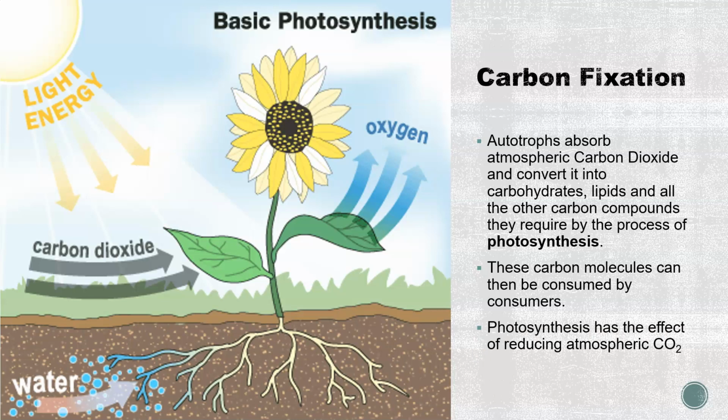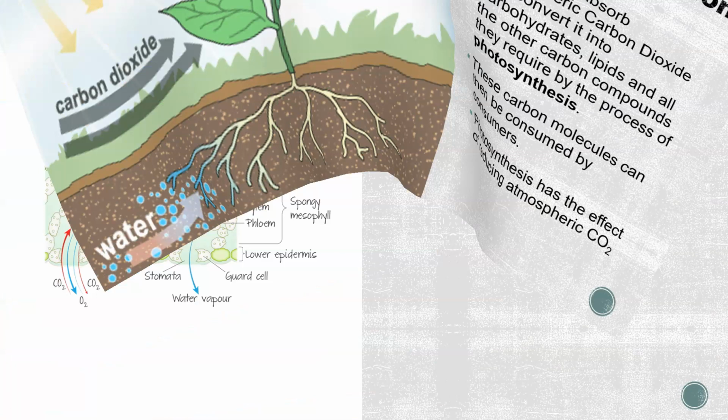Photosynthesis has the effect of reducing atmospheric carbon dioxide. Those autotrophs are taking carbon dioxide in from the atmosphere and converting it into these other products. So photosynthesis reduces the amount of atmospheric carbon dioxide. It takes that carbon dioxide out of the atmosphere.